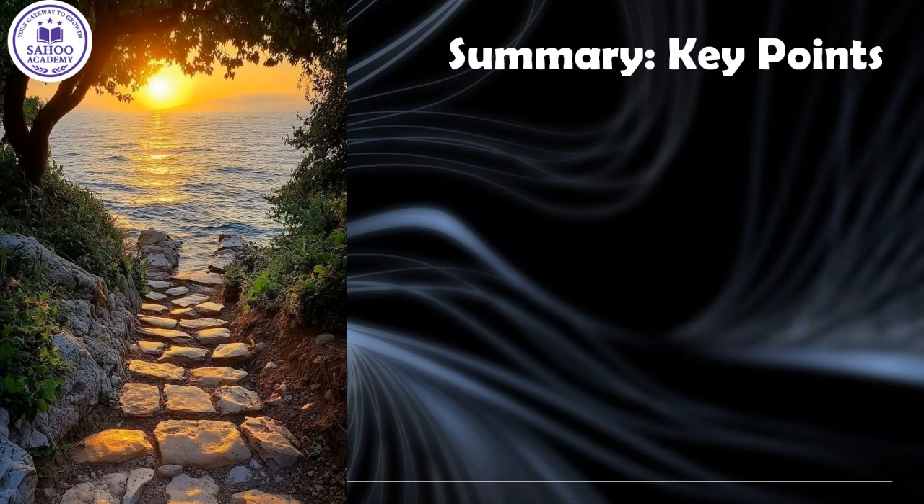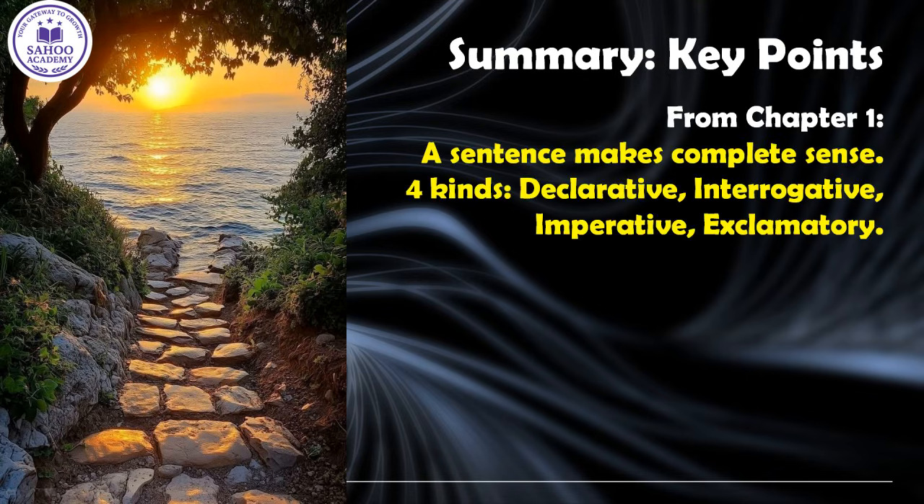This slide is a summary of key points. Let's bring everything together with a quick recap of the key points from chapter 1 and 2. From chapter 1, we learned two foundational ideas. First, a sentence must make complete sense. It's a group of words that expresses a full thought. And second, sentences come in four kinds. Declarative sentences state facts. Interrogative sentences ask questions. Imperative sentences give commands or make requests. And exclamatory sentences express strong emotions and feelings.